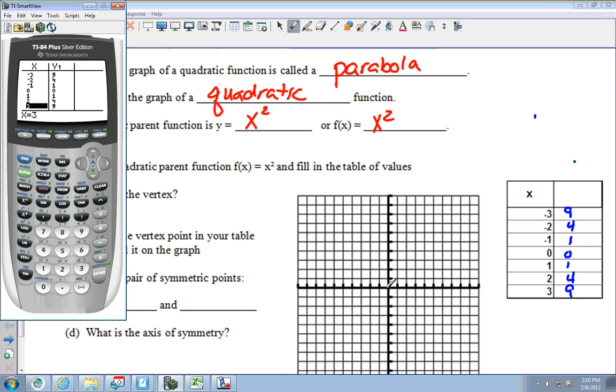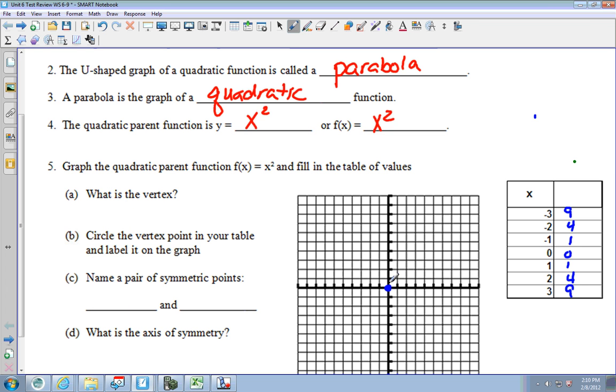And got the table. Now I can graph it. 0, 0, 1, 1, -1, 1, 2, 4, -2, 4, 3, 9, over 1, 2, 3, up 9. And I can sketch in the parabola.